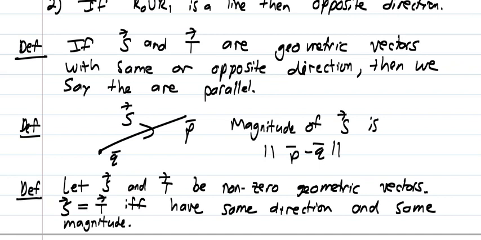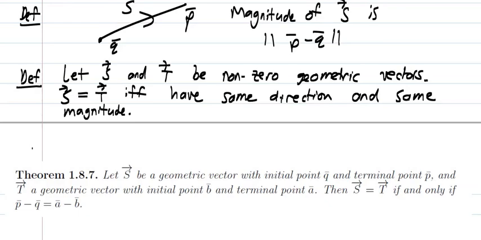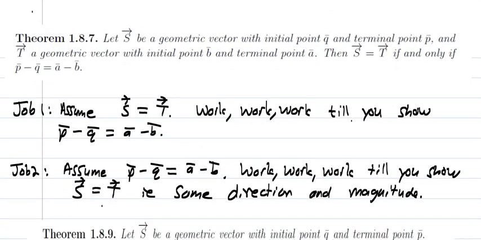And now we can have a definition. We say for geometric vectors S and T, if they are both non-zero geometric vectors, then geometric vector S is the same as geometric vector T if and only if these 2 geometric vectors have the same direction and the same magnitude. And this now leads to Theorem 1.8.7: how do you know if 2 geometric vectors are identical?